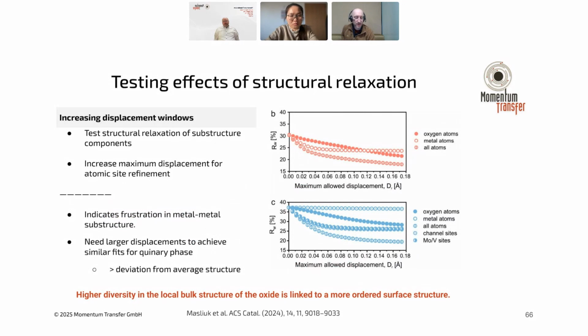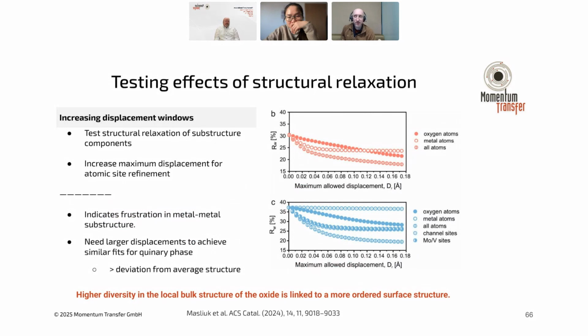So as we do that, we find that refining the metal substructure is the most important towards getting a better agreement. And so it suggests that there's mostly frustration in this metal-metal substructure. And also, again, we need larger displacements for the quinary oxide to actually get a good fit. So what it all means is that the quinary oxide is deviating more from the average structure than the ternary. And that's totally expected, right? Because I have more metals present that can occupy the same sites.